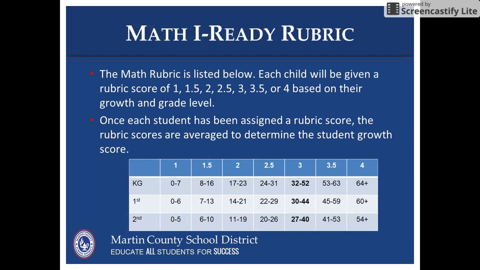The math rubric is listed below. Each child will be given a rubric score of 1, 1.5, 2, 2.5, 3, 3.5, or 4 based on their growth and grade level. Once each student has been assigned a rubric score, the rubric scores are averaged to determine the student's growth score.